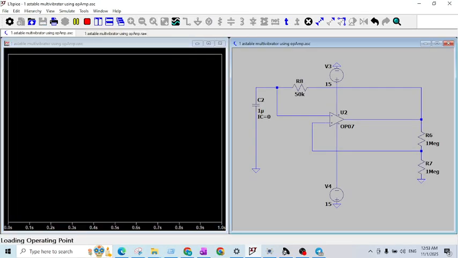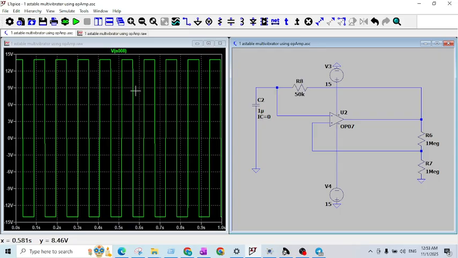So after running the simulation, you can see that if I click on the output, we obtained a square wave, and the square wave is pulsating from positive 15 volt to negative 15 volt. So how this circuit actually works, let's see.